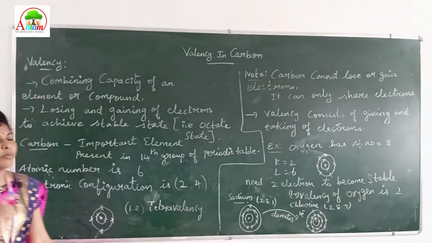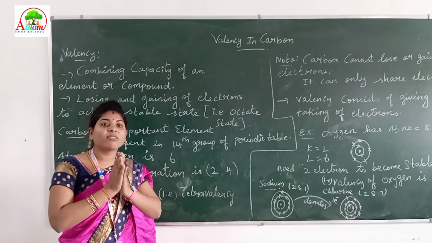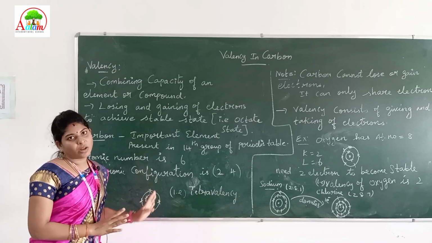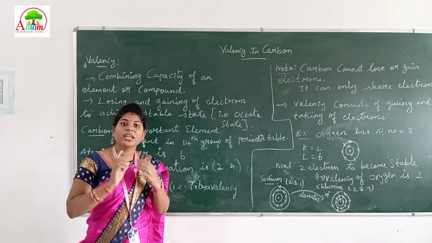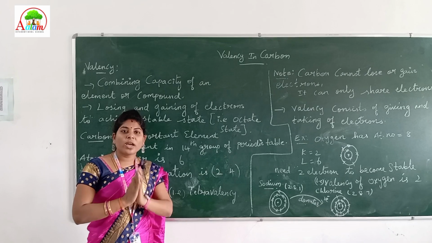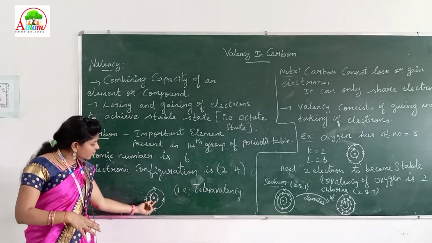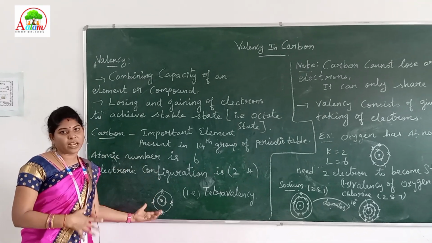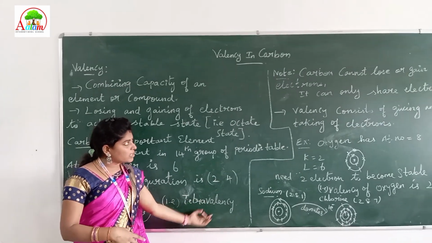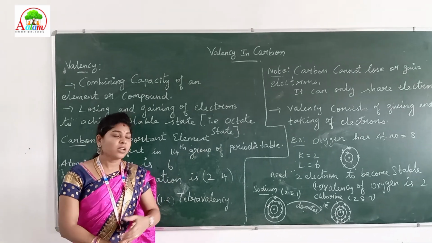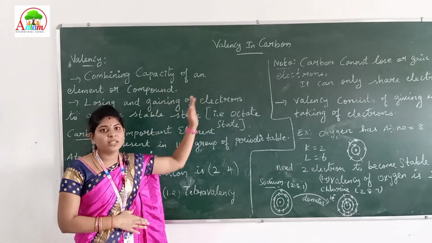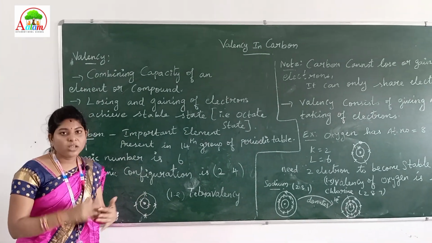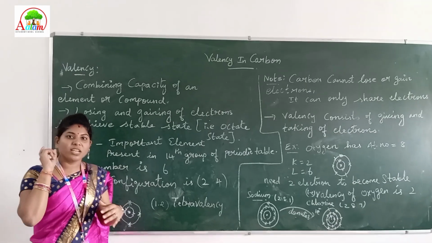I have given a note there: carbon cannot lose or gain electrons. It can only share the electrons. That is the important property of carbon. Why? Because it is present near the nucleus, so the attraction of the nucleus is much higher in the carbon element. That's why we say tetravalency, and carbon cannot lose or gain electrons. This is the important concept of valency in carbon. This is how we write the valency in carbon alone. Carbon cannot lose or gain, it can only share the electrons.